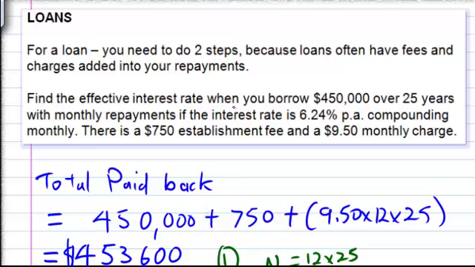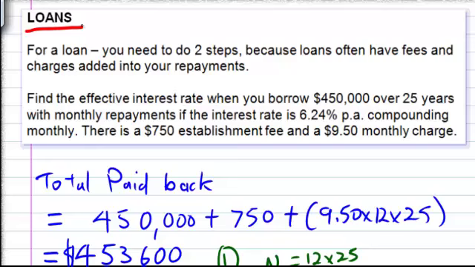Find the effective rate of interest when you borrow $450,000 over 25 years with monthly repayments and the interest rate is 6.24% per annum compounding monthly. There is a $750 establishment fee and a $9.50 monthly charge. So this is often what happens in a loan. Now, as this is a loan, it's different from using that other function in the calculator.